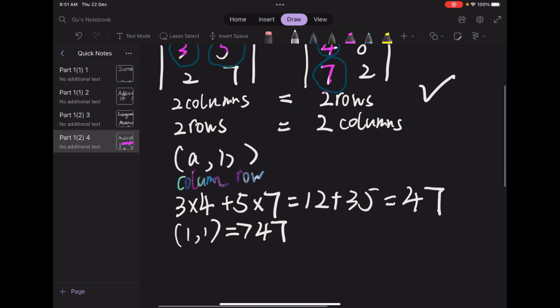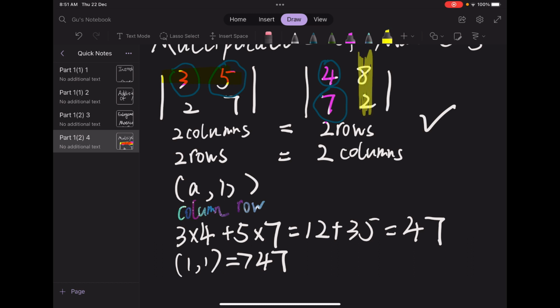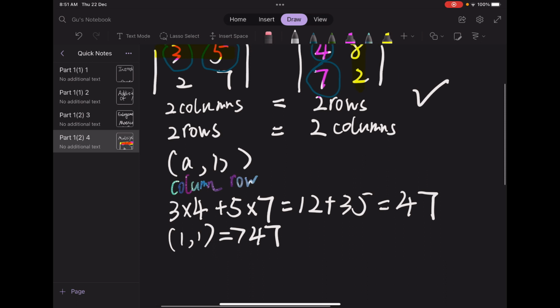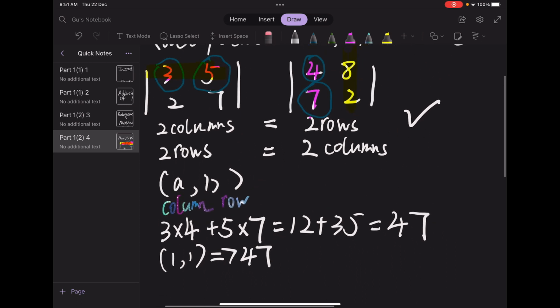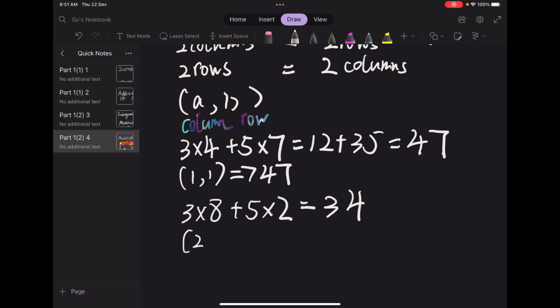And we do the same thing for all other positions. So now we still pick out the first row in the first matrix, and then we pick out the second column in the second matrix, and we do the same thing, just like 3 times 8 plus 5 times 2, which is 34, which means the 2, 1 position gives us 34.